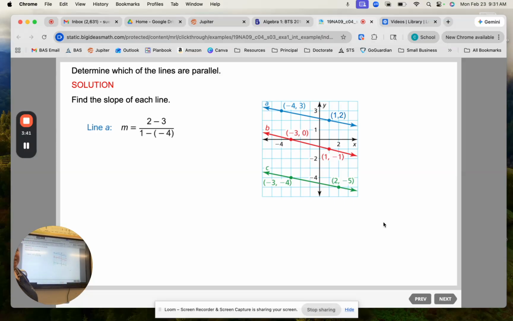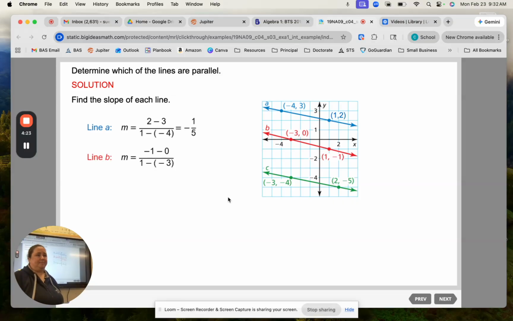So let's look at line A and find the slope. They've plugged in 2 minus 3 for the y's and 1 minus a negative 4 for the x's. What's 2 minus 3? Negative 1. And 1 minus a negative 4 is actually addition, which would be 5. So this is negative 1 over 5. So line A's slope is negative 1/5. Where does it cross the y-axis? Just give me an estimate. Just over 2, yes? Good. I just want you to visually pay attention to that. But our slope is negative 1/5.